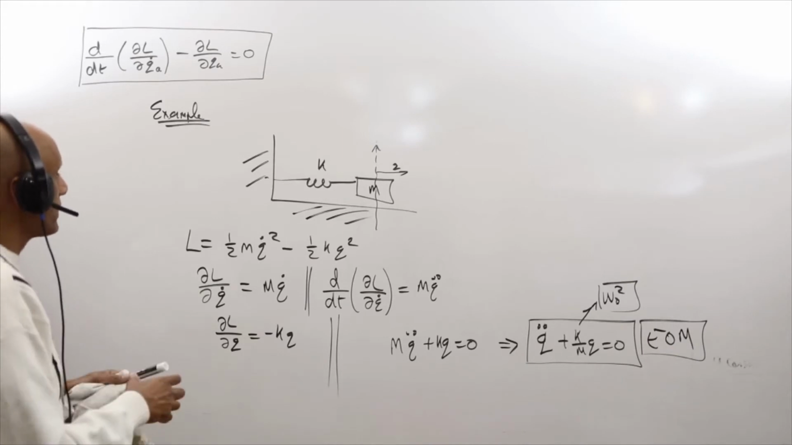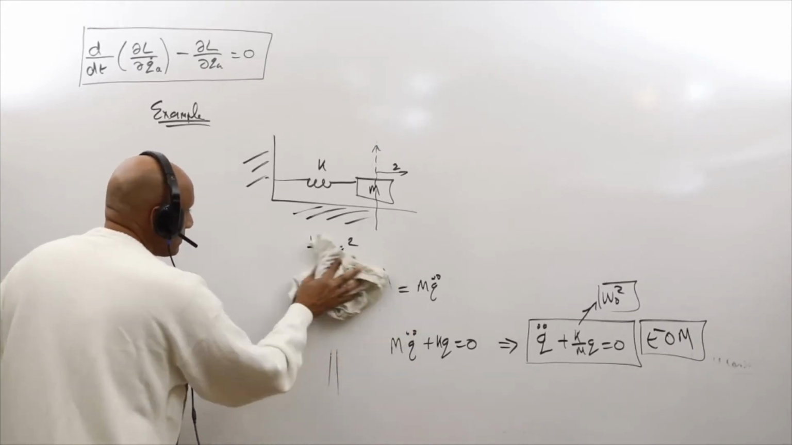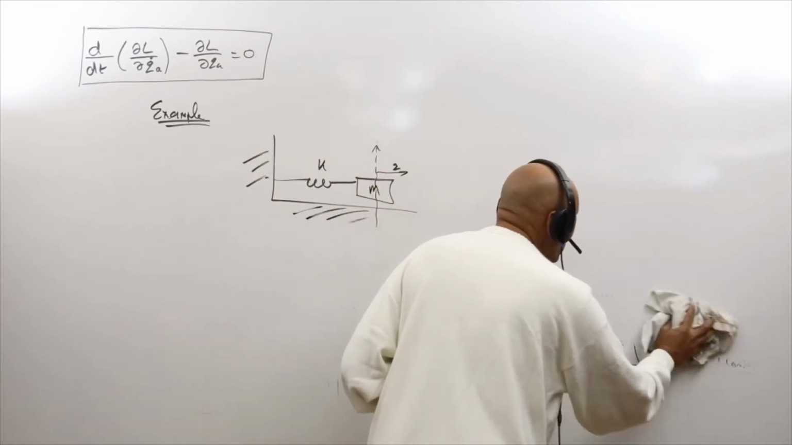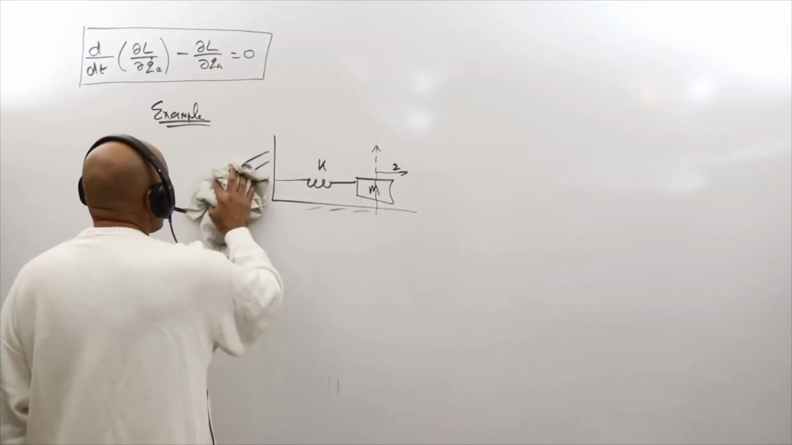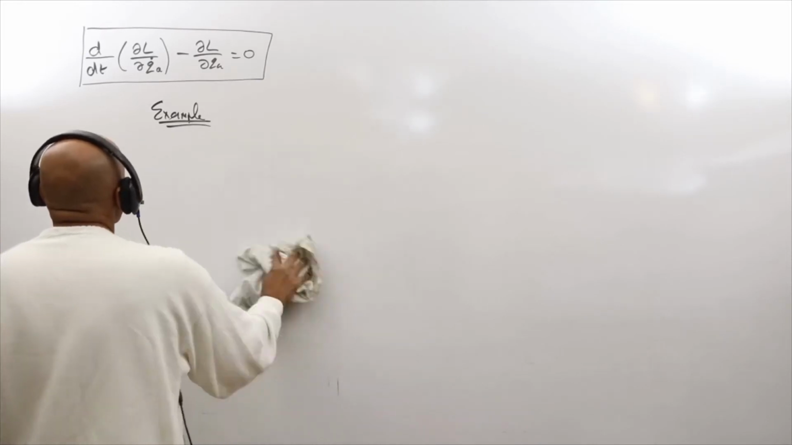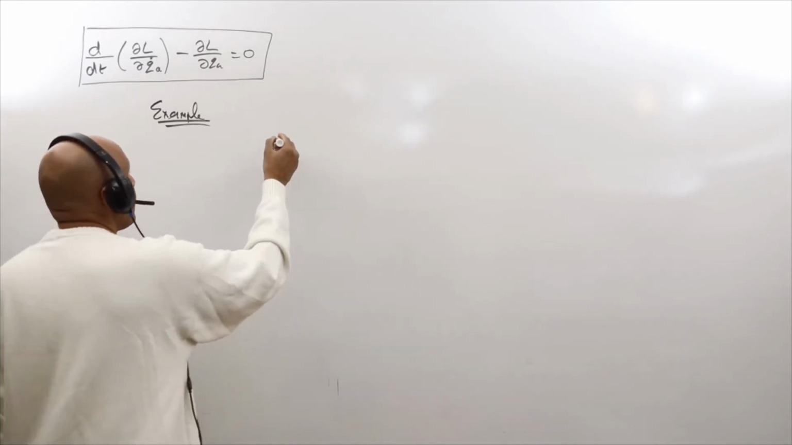So let's do another example. Let's make it a little more complicated. Again, this is a mechanical process. We're trying to do this so that we can construct mechanics in terms of Lagrange equations of motion. So in the next example, let's take a pendulum.